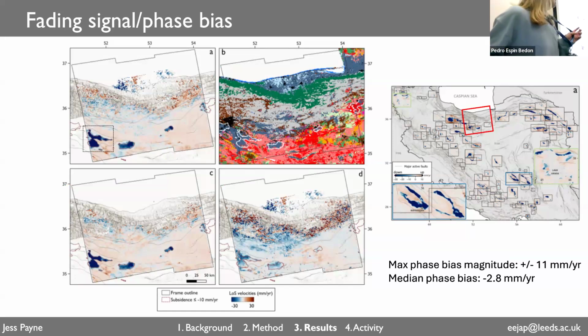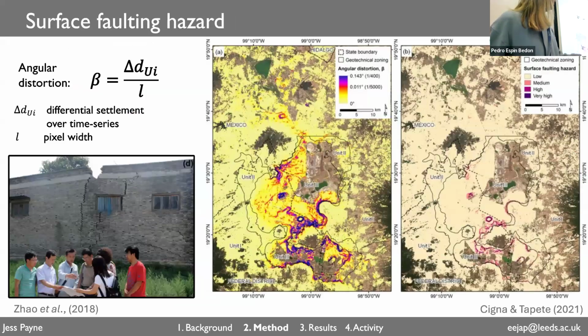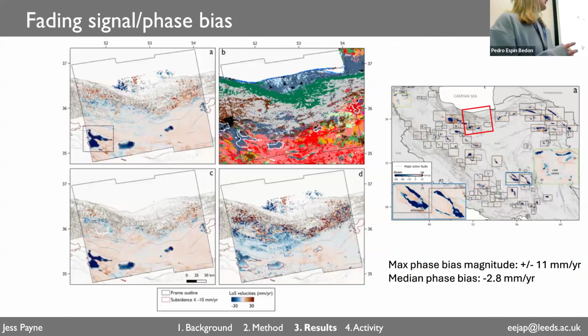So the maximum phase bias magnitude in the whole scene was plus or minus 10 millimeters a year. But we're dealing with a signal that's quite fast, 50, 60 millimeters a year, so not too much of a problem. In fact, within the subsidence region, median phase bias is only about 2.8 millimeters a year. So we have a large signal that's not too much of a problem, but something to consider if you're looking at slower signals.